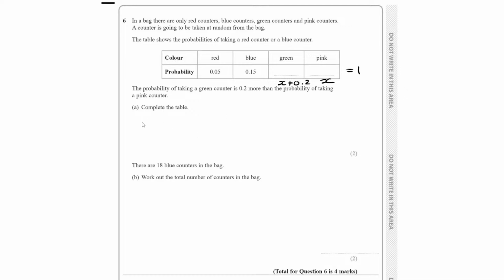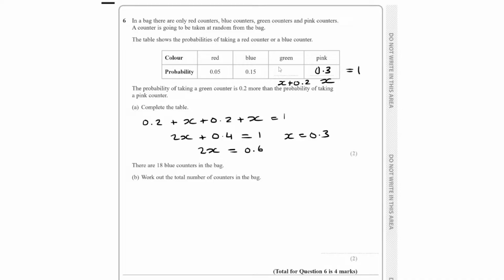So I just basically did that. I said, these two added together, that's 0.2, isn't it? Plus x plus 0.2 plus the other x is 1. And then you can see kind of from there where to go. If you want to do algebra, you can do it this way. You can obviously do it other ways if you don't want to use algebra. So x is 0.3, obviously, therefore the pink is 0.3, but then the green is obviously 0.5.